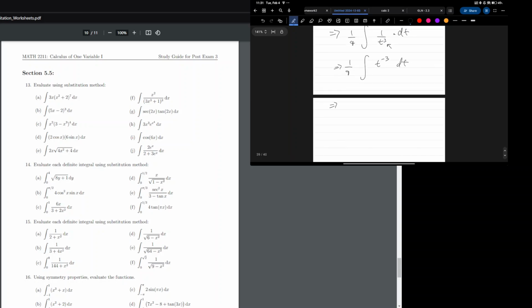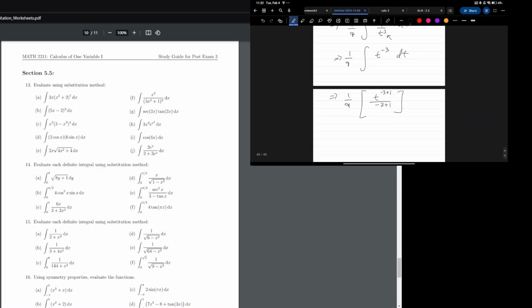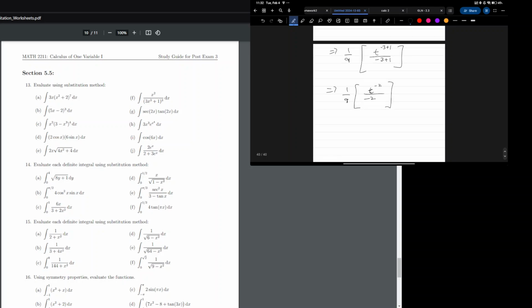Basic antiderivative. Increase the power by 1 and divide by that power. So t to the power minus 3 plus 1 over minus 3 plus 1, and the antiderivative is done. So 1 over 9, and this becomes t to the power negative 2 over negative 2. I can now move it back down, and the sign of the power would flip again: 1 over negative 2 t squared.